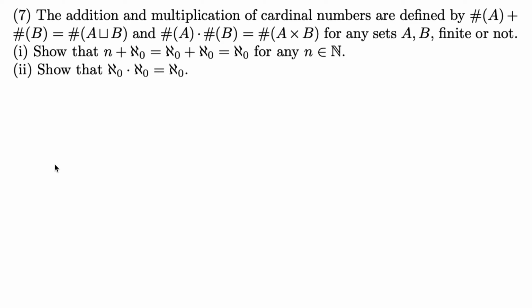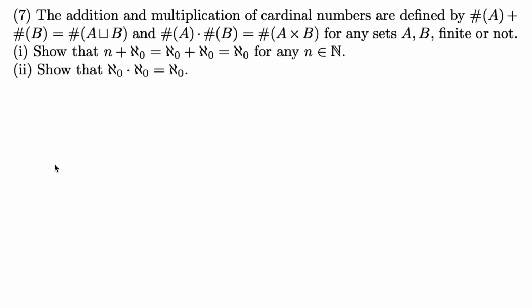Today we'll be considering question 7, which reads as follows. The addition and multiplication of cardinal numbers are defined by the cardinality of A plus the cardinality of B is equal to the cardinality of A disjoint union B, and the cardinality of A times the cardinality of B is equal to the cardinality of A Cartesian product B for any sets A, B, whether they are finite or not.